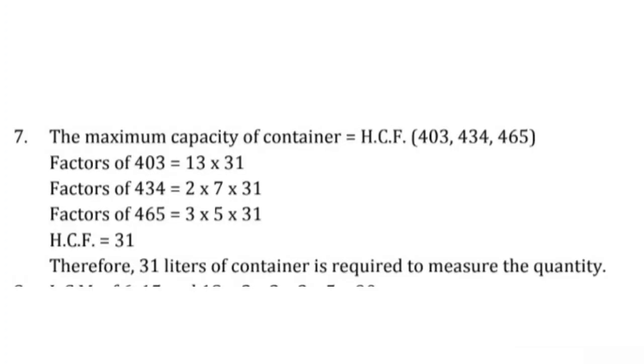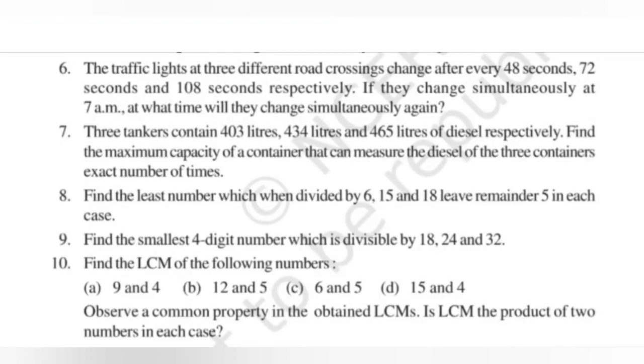Factors of 403. It is 13 and 31. Factors of 434. The factors are 2 into 7 into 31. And the factors of 465 is equal to 3 into 5 into 31. So you can see here 31 is common, means HCF is what? 31. So therefore 31 liters of container is required to measure the quantity. Now let's see the question number 8 also.